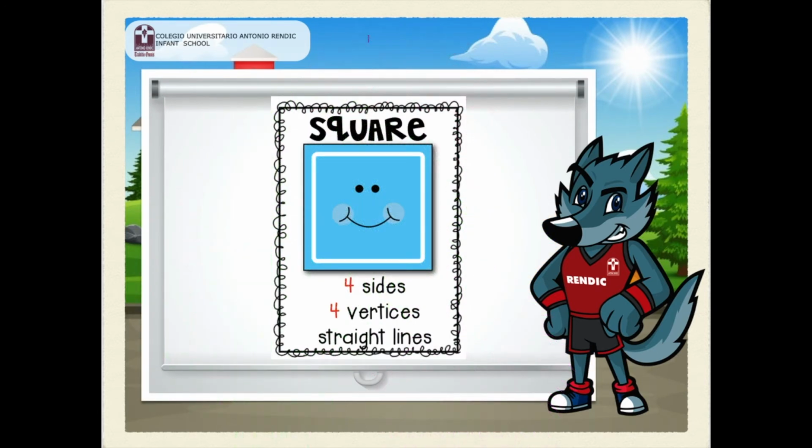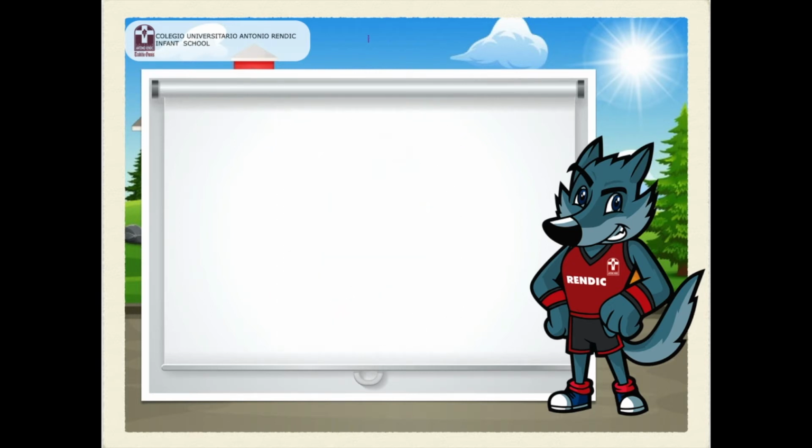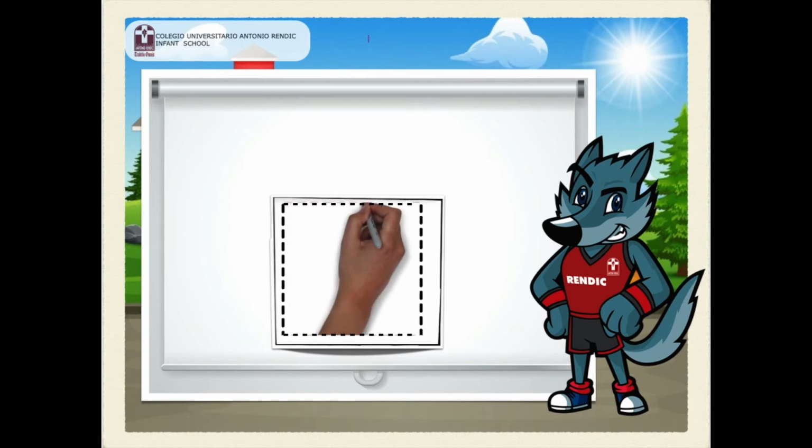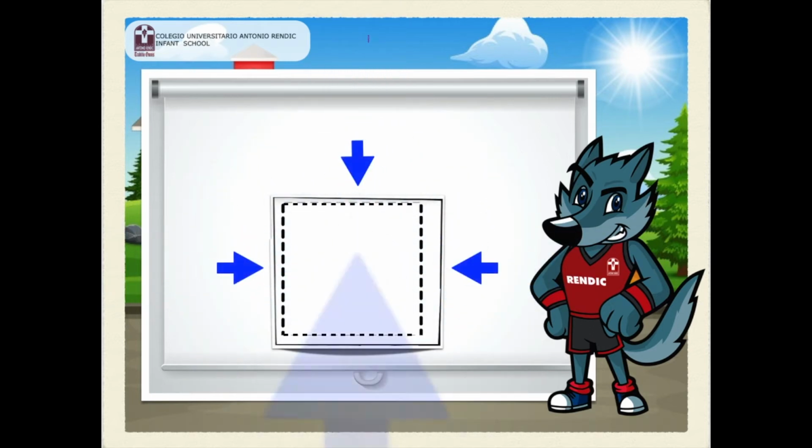This is a square. It has 4 sides, 4 vertices, and straight lines. This is how we draw a square. A square has 4 vertices or corners. Look, it also has 4 equal sides. 1, 2, 3, 4. Let me show you some everyday square objects.